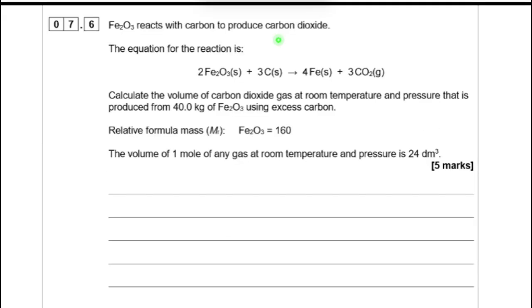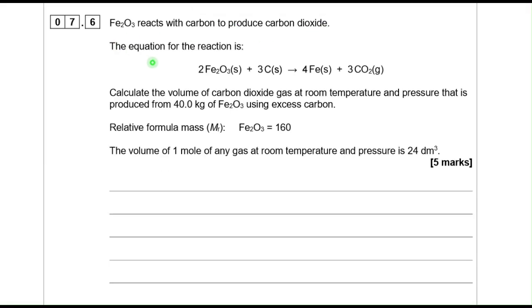7.6. Fe2O3 reacts with carbon to produce carbon dioxide. The equation for the reaction is 2Fe2O3 plus 3C goes to 4Fe plus 3CO2. Calculate the volume of carbon dioxide gas at room temperature and pressure that is produced from 40 kilograms of Fe2O3 using excess carbon.